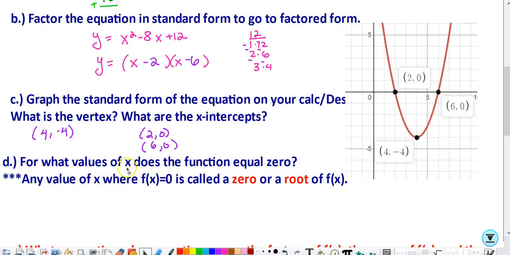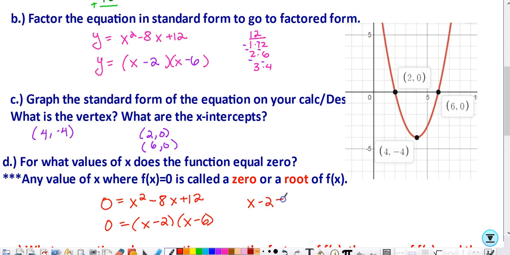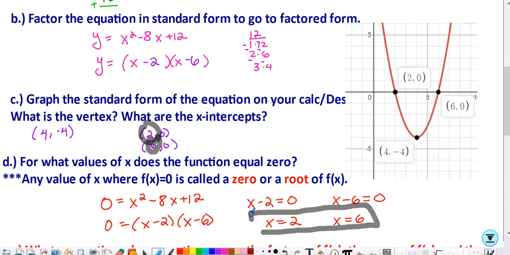For what values of x does the function equal 0? So if I take my standard form and set that equal to 0, well, we would solve this by factoring. Set each factor equal to 0. I get x is 2, x is 6. Check it out. X is 2, x is 6. That's the solutions we got here.